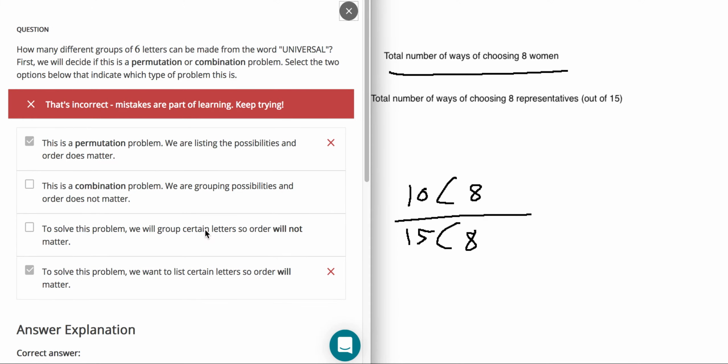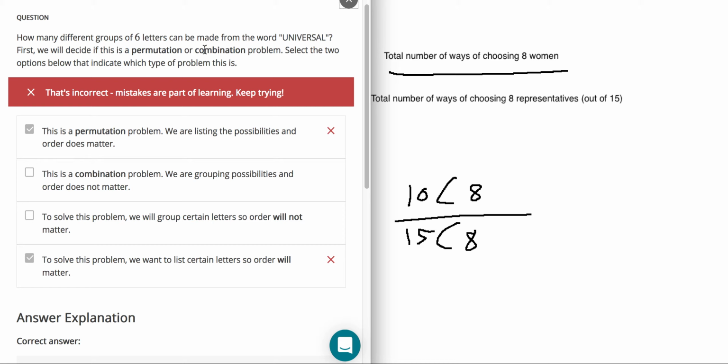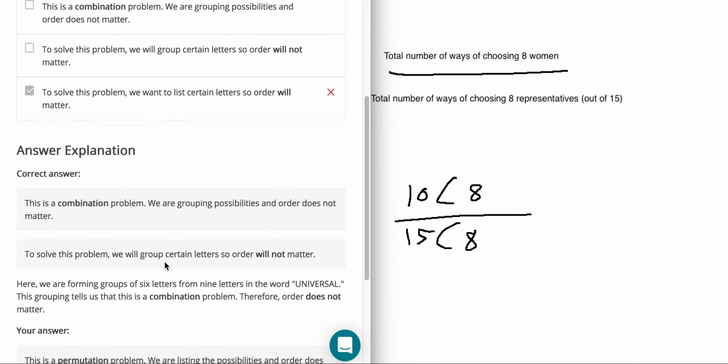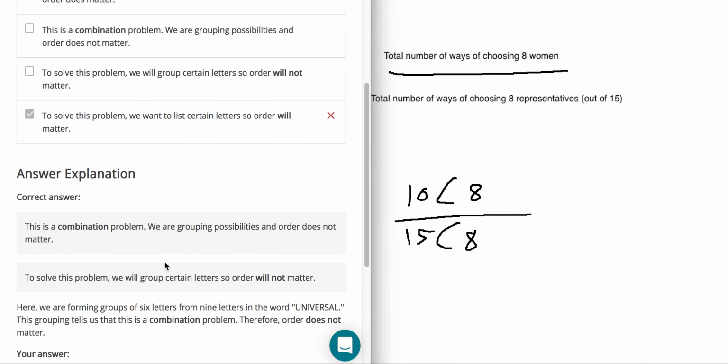How many different groups of 6 letters can be made from the word universal? So this is a permutation problem because with words, the order the letters come in matters, right? The order matters. So that's why we say it's a permutation problem. Okay, that's good. Solving the problem, so the order will matter. Good, that looks good. What's the second part?